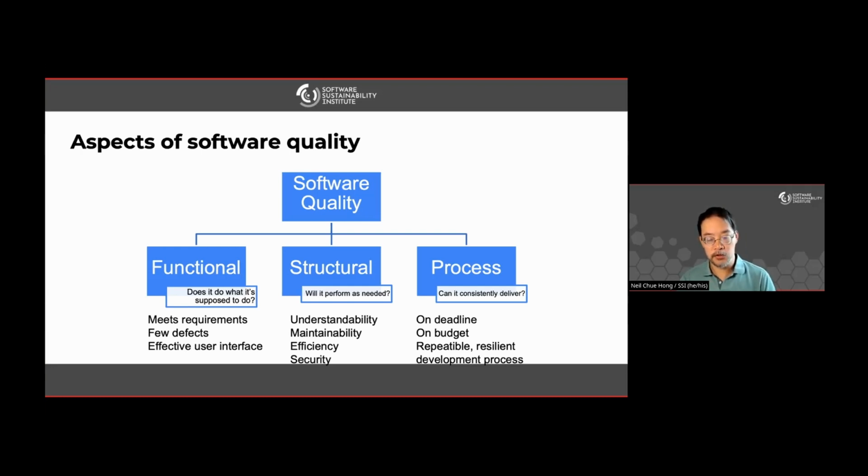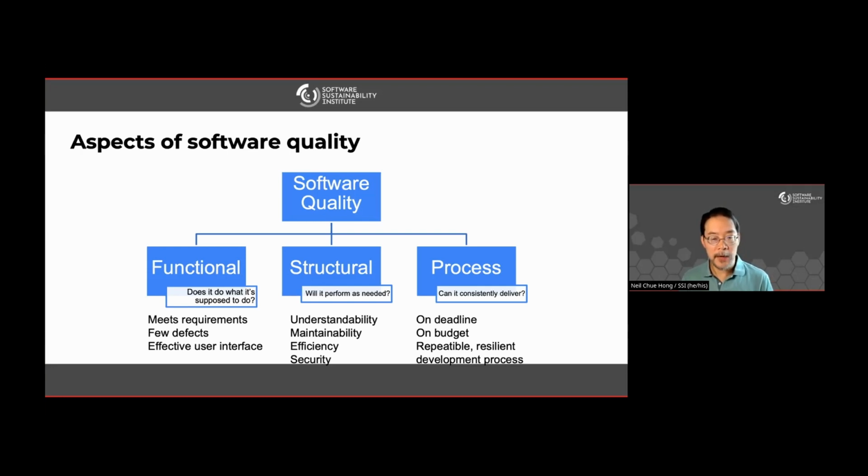So functional and structural. There's also a third aspect, which is increasingly looked at in terms of software quality, which is less about the software itself, but more about the process of making the software. And so that's whether or not the project, the team that are creating the software, can consistently deliver. Can they deliver on deadline, on budget, in a way that is repeatable and resilient? So is the development process of high quality?